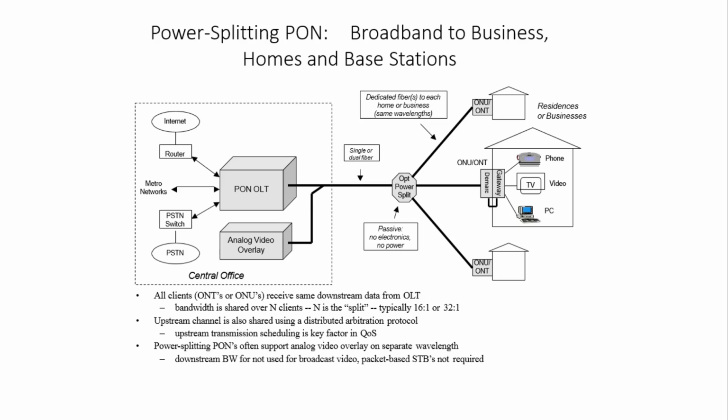Here, this one is the power splitting PON. Broadband to business, homes and base station are connected. Here, this one is the internet. These are the routers. This one is the PSTN switch, through which the signal is received. This one is analog video overlay. These are the central offices, which have this many units.